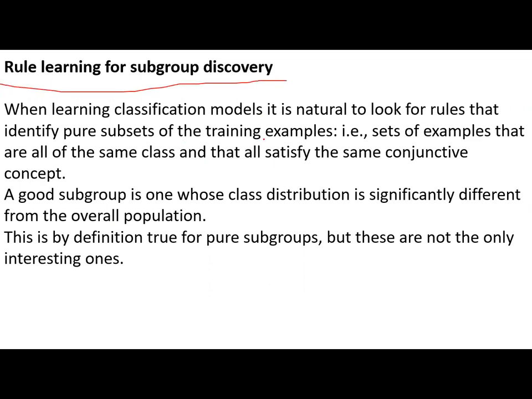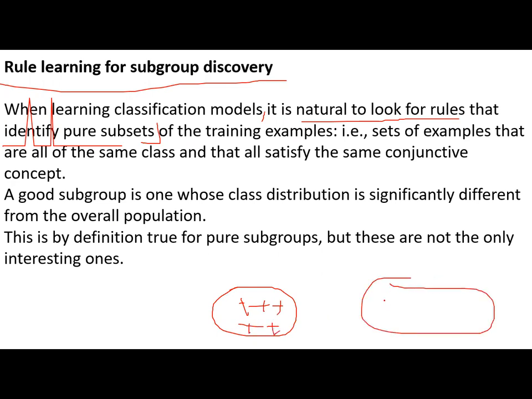When learning classification models, it is natural to look for rules that identify pure subsets. Hope you understand what I mean by pure: all belong to the same category, the same class. That is called pure.